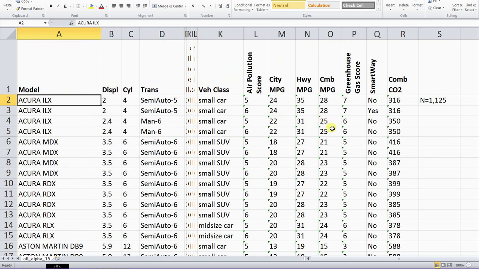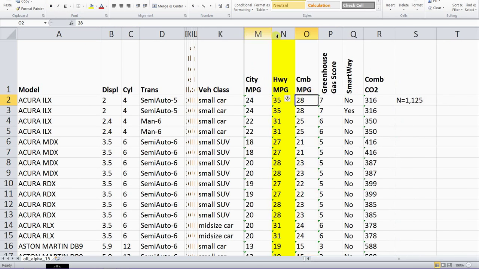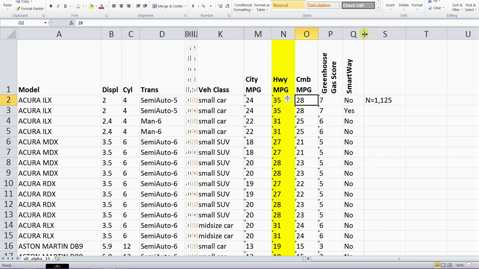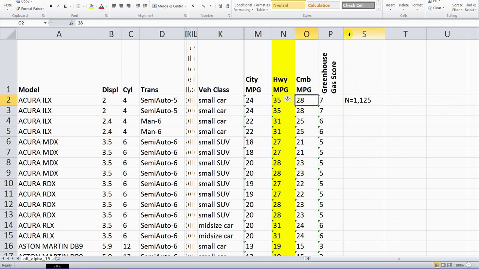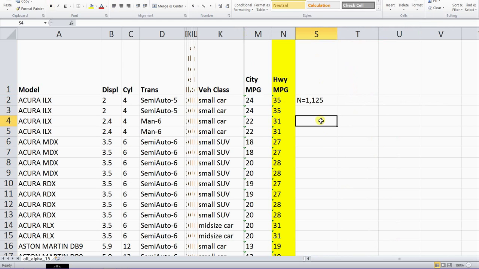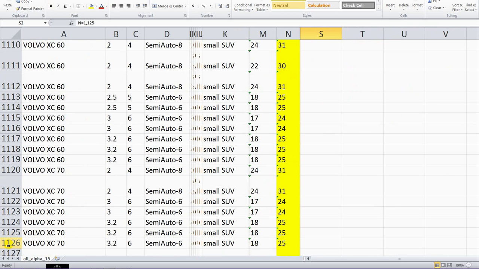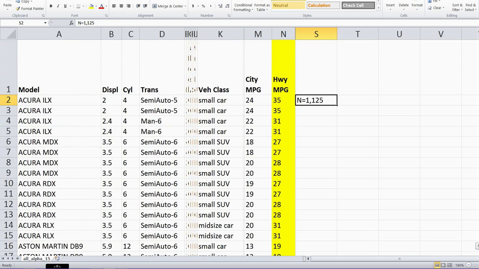So let's just get to know this data set a little bit. We're going to focus on this variable here, highway miles per gallon. Let me color that yellow so we'll know that's the one we're looking at. I'll collapse another couple of these columns so we have a little bit of working space over here on the right side. In this data set there are 1,125 cars listed. You can see that if we go down to the bottom, it goes down to row number 1126. But since the first row is labels, that tells us there are 1,125 cars.